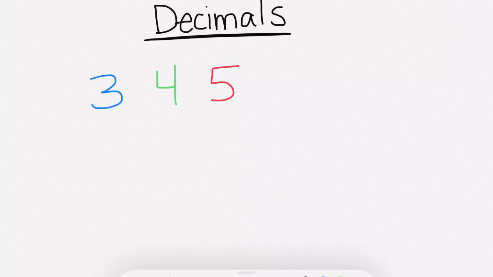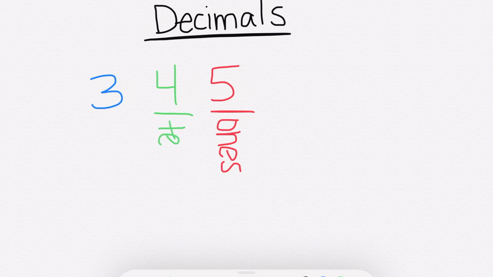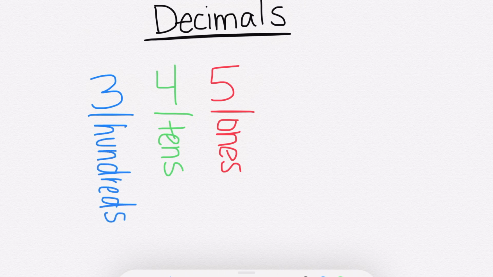Okay, so I've started with a regular number on the screen, and we are going to review our place values so that we can get into what a decimal is. So my 5 is in the ones place. My 4 is in the tens place. And my 3 is in the hundreds place. Okay, so this is what we've done so far this year.